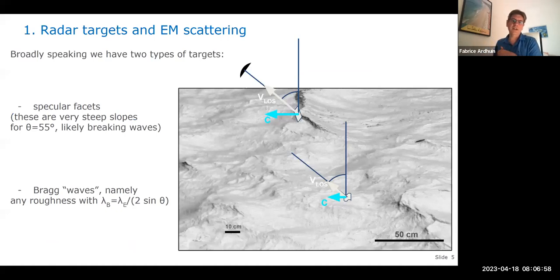We have either specular facets, and for ODYSEA with a 55-degree angle, these are very steep slopes on the ocean. You don't have very many of these, and likely that would be associated with breaking waves. The other, more common targets are probably Bragg waves. I put waves in quotes because this is basically any roughness that has wavelengths that will resonate with the radar wavelength. That means wavelength lambda_B equals the electromagnetic wavelength over 2 times the sine of the incidence angle. So these don't have to be free, propagating waves. They can be just harmonics or whatever roughness you have on the surface.